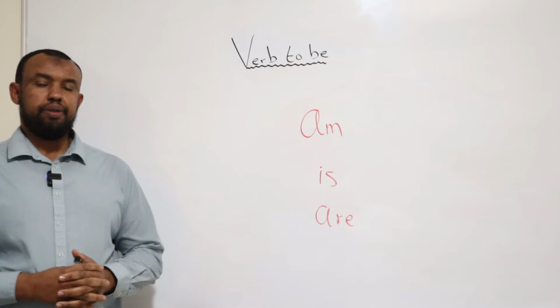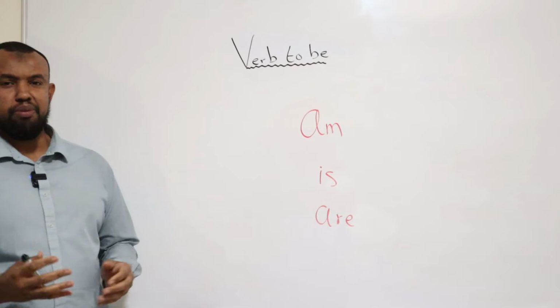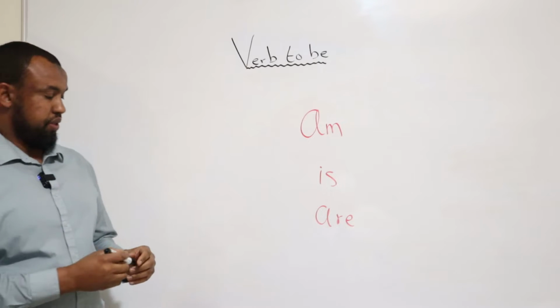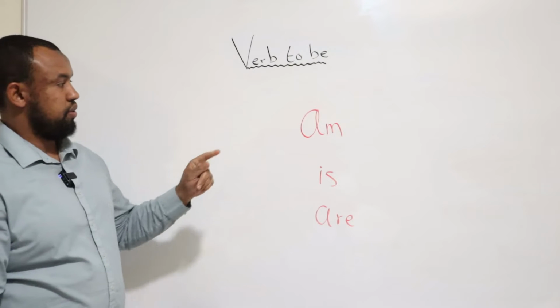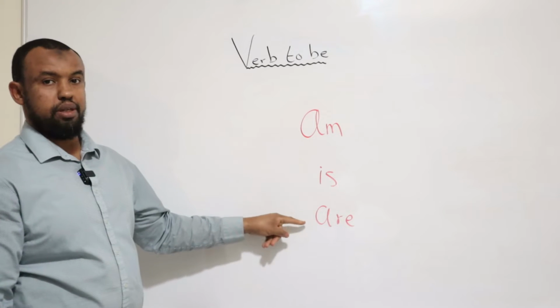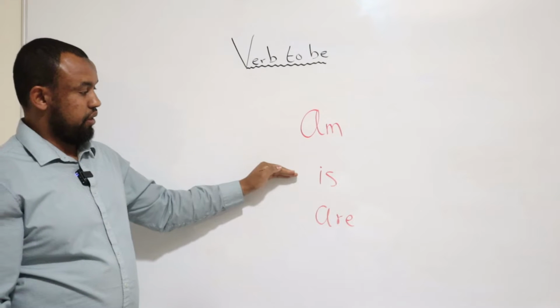The verb to be is very important in the English language. So, what is the verb to be? Now let's look at the board here. The verb to be consists of three main things: the am, the is, and the are. One more time. It consists of the am, the is, and the are.